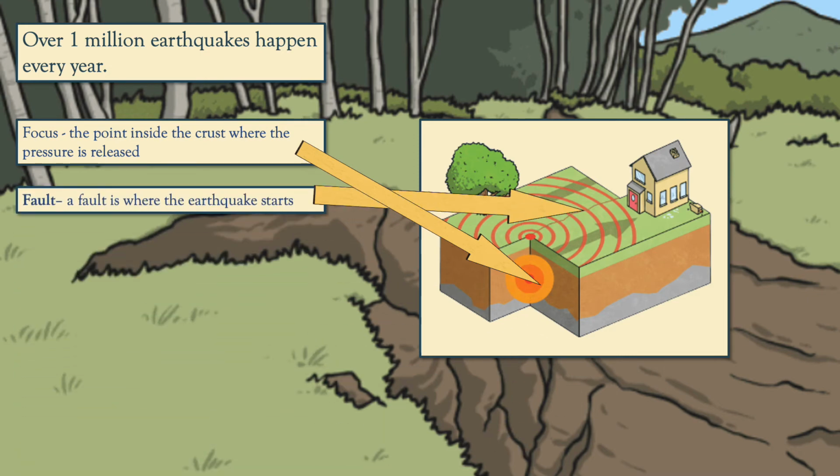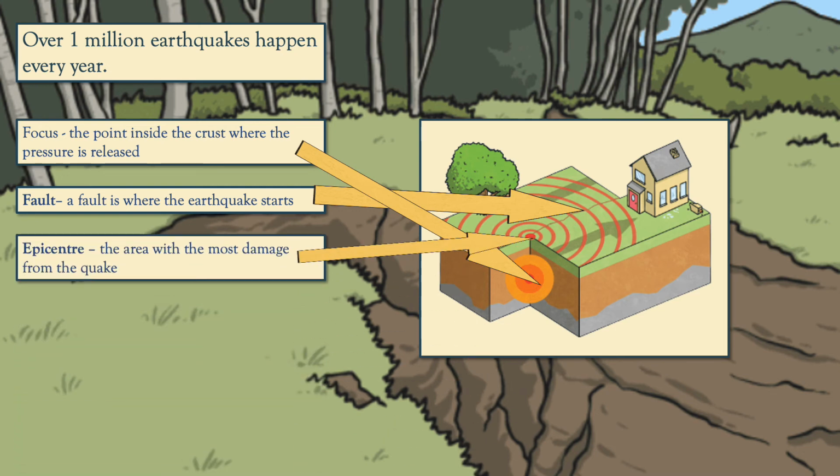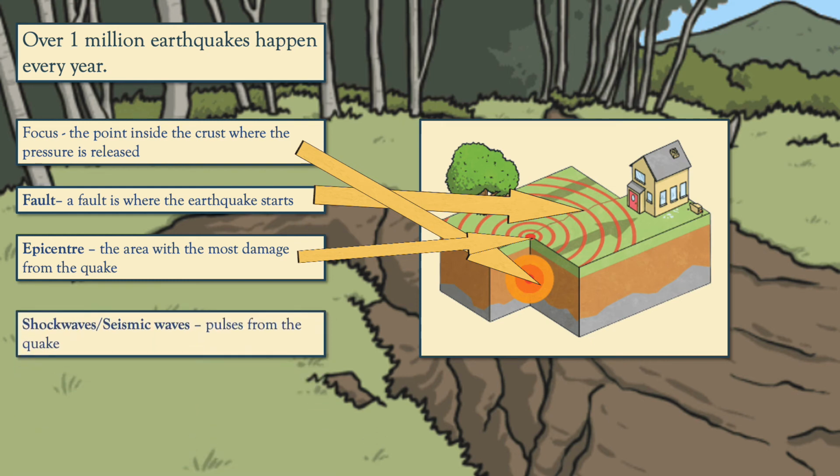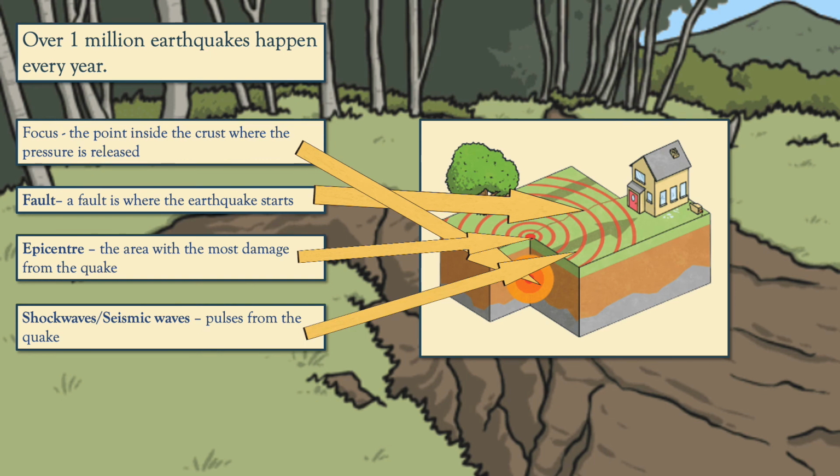The fault is where the earthquakes start. So that is the line between the two tectonic plates. The epicenter is where the most damage from the quake is done. So that is the bit on the surface of the crust right above the focus. So where the focus is, you go straight up, and the point which you could be standing on that starts shaking, that is the epicenter. That is the bit where the most damage is going to happen because it's right above the focus.